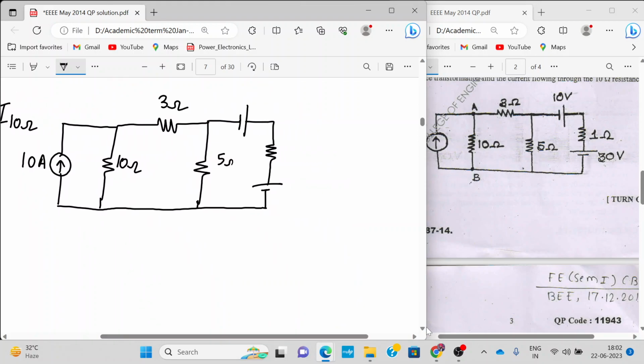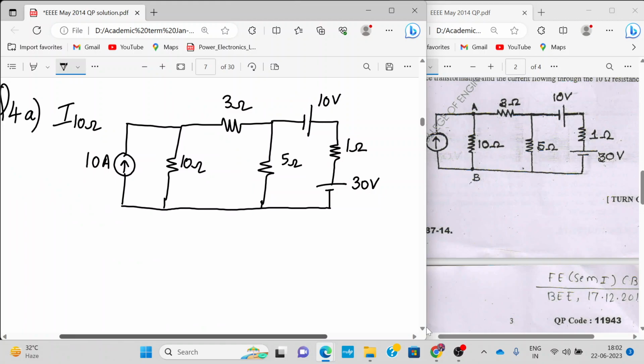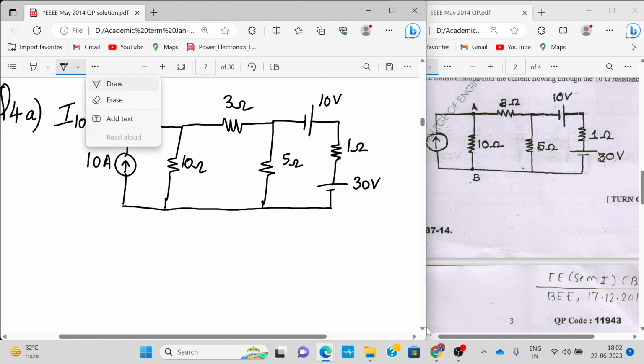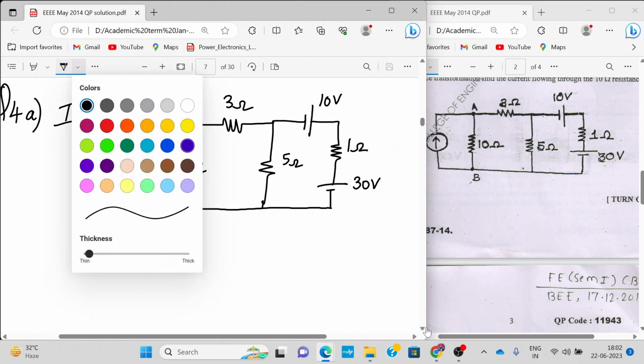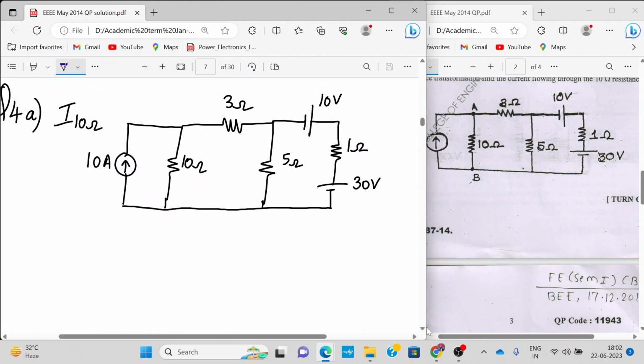This is 5 ohm. This is 10 volt, 1 volt, 1 ohm, and 30 volt. And what we need to find out is the current flowing through the 10 ohm resistance. We cannot use any network theorems. We have to solve it using only source transformation, meaning current source into voltage source into current source, like this.